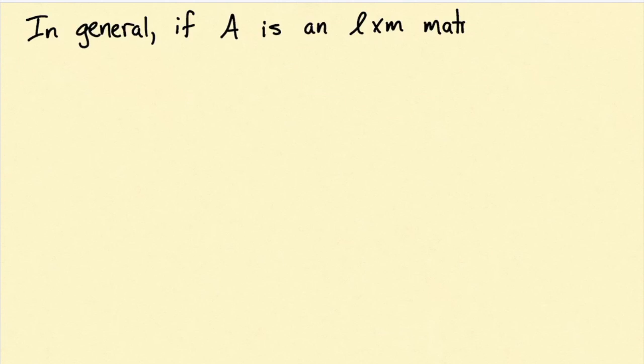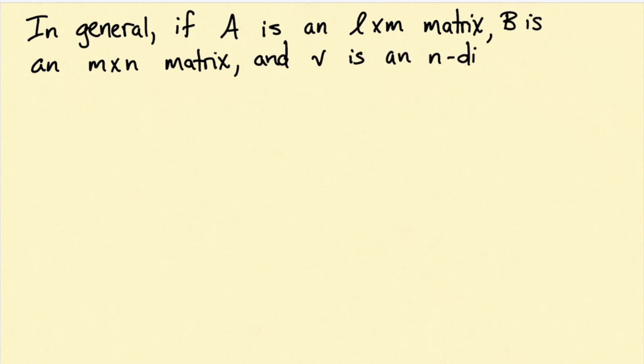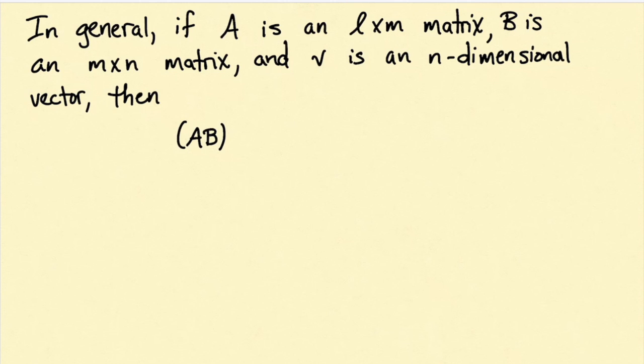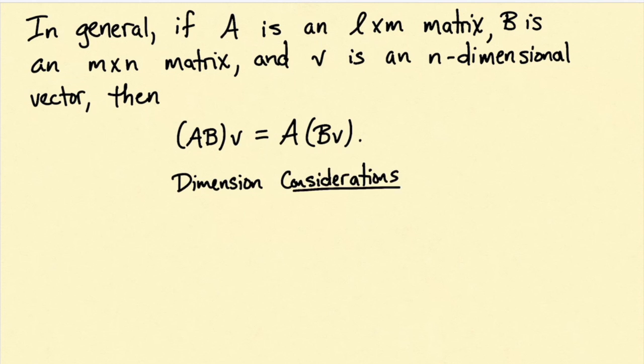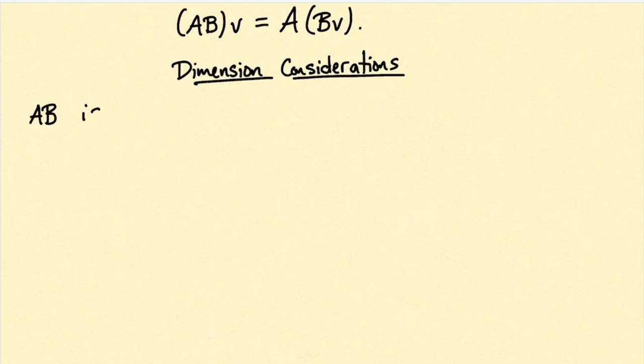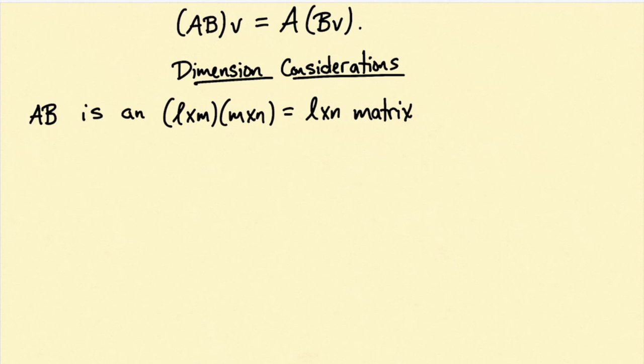So in general, if A is an L by M matrix, B is an M by N matrix, and V is an n-dimensional vector, then the product AB acting on the vector V is the same as A acting on the vector BV. A times B is the product of an L by M matrix with an M by N matrix, so it is an L by N matrix.